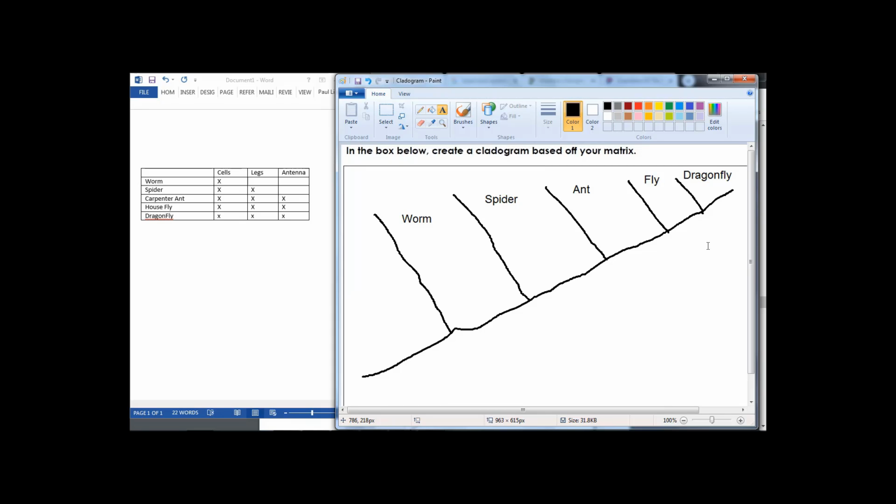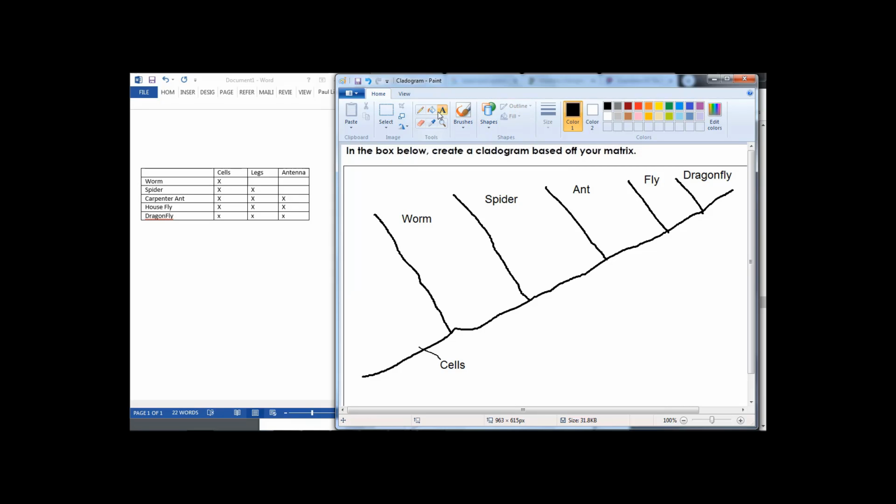and so then all we have to do is put in our characteristics. So our first characteristic is cells. So all of these animals or all these organisms have cells. So cells goes here, showing that each of these has cells. So then we get to the worm. And the worm does not have legs. The legs developed after the worm.